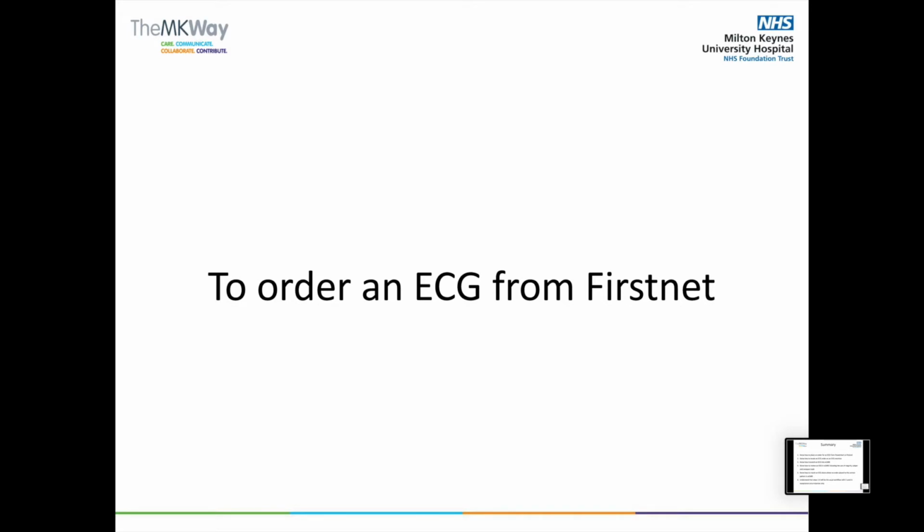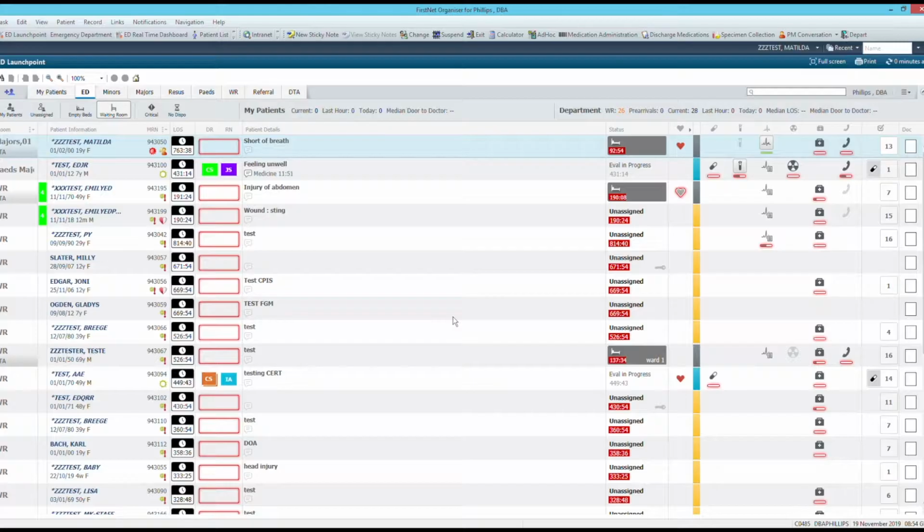Let's now look at how to order an ECG from FirstNet. I'm in FirstNet, viewing Launch Point, and you will see there are a number of icons under the ECG column telling the progress of ECGs for various patients. Hovering on the icon explains the current status of any ECGs requested. If the column is blank, then no ECG has yet been requested.